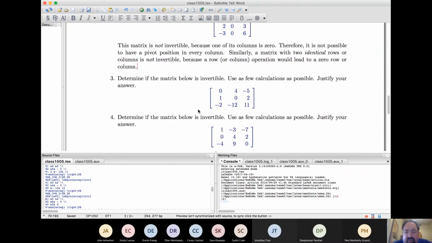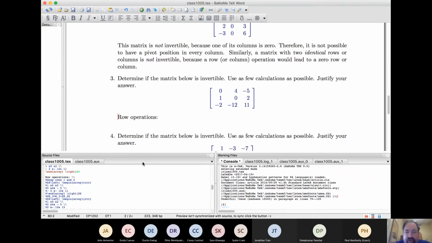Now, if there's nothing obvious like that, like the first two problems, where one could tell pretty quickly just by looking that the matrix is or is not invertible, then it's necessary to do some row operations, and that's what we have going on here. So the idea is to try to reduce it to at least echelon form and see if you can get a pivot position in every row.